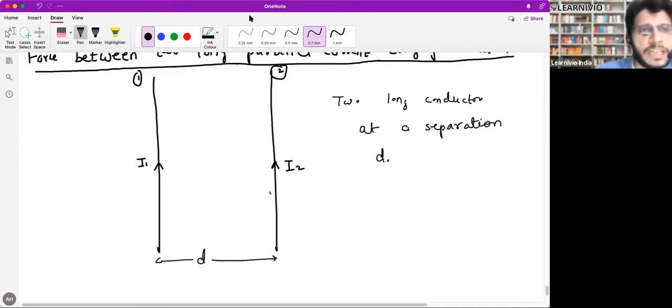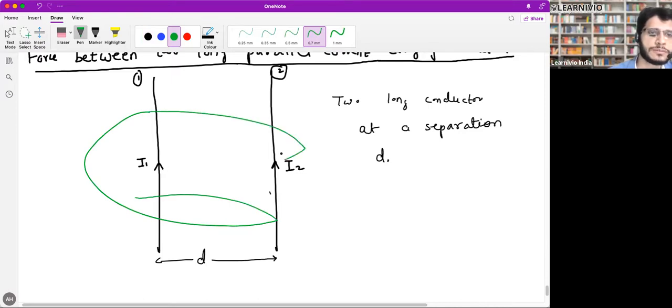Now, Mariam, what do you think? We just have two conductors. Is there any magnetic field here? No, sir. Noor, what do you think? In between the two conductors, in this whole region, is there any magnetic field? Yes, sir, there is. What's the source of that magnetic field? The current carrying conductor.